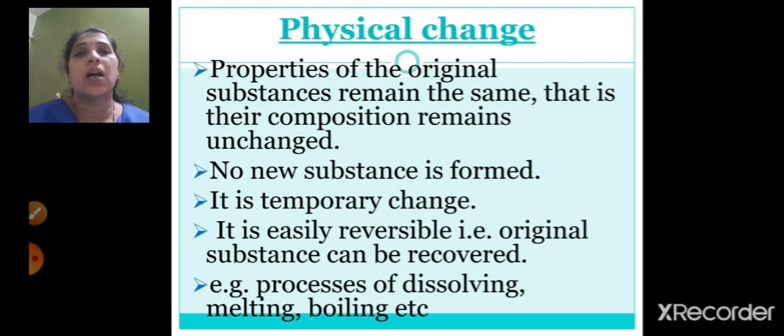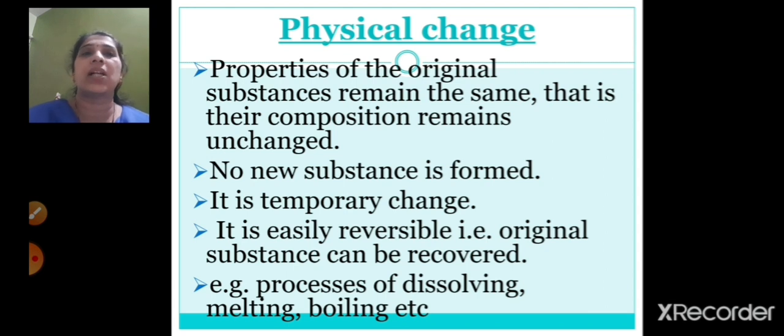Suppose you take ice. It will melt and get converted into water. Again it can be reversed: by keeping the water in the freezer, ice will get formed again. So it is easily reversible and you can get the original substance again. A new substance is not formed in this physical change.